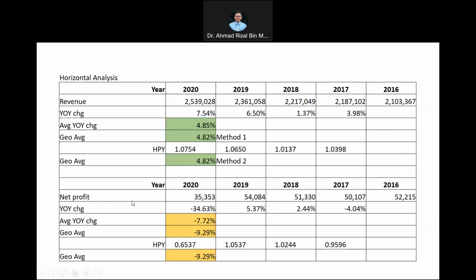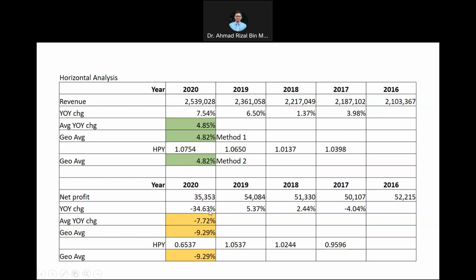If you do the same for net profit, you will realize that for net profit, the growth rate is slightly different. It is basically in general not in tandem with the changes in revenue. So that is one area of concern to be analyzed later when we do further financial analysis of the company. Notice that although in 2020 revenue increased by 7.54%, the net profit declined significantly by 34.63%.